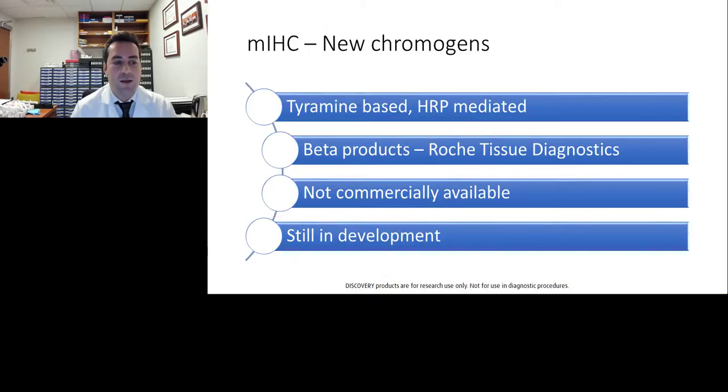I would also like to talk about another design we created using the new chromogens, which are the beta products of Roche Tissue Diagnostics, and they're not commercially available yet, and they're still in development. And they are tyramine-based HRP-mediated chromogens.